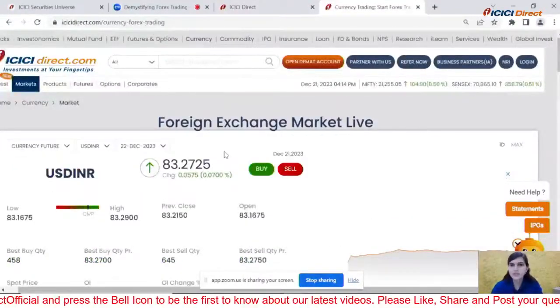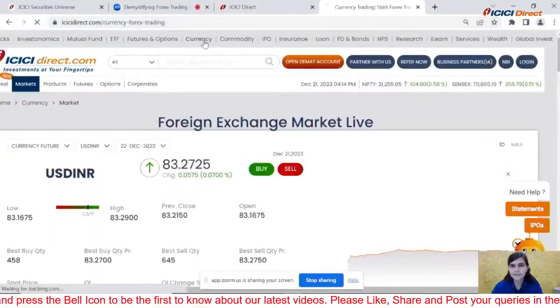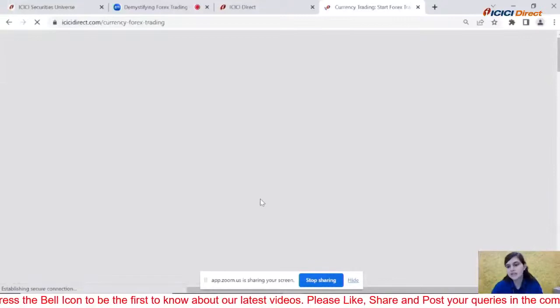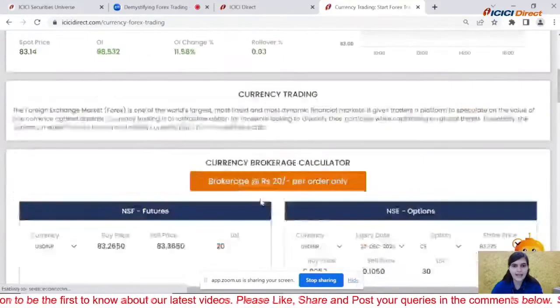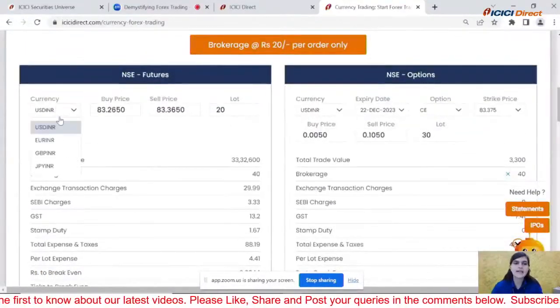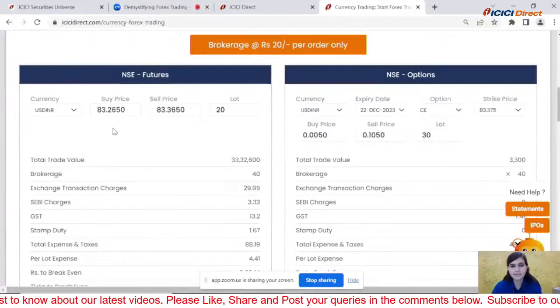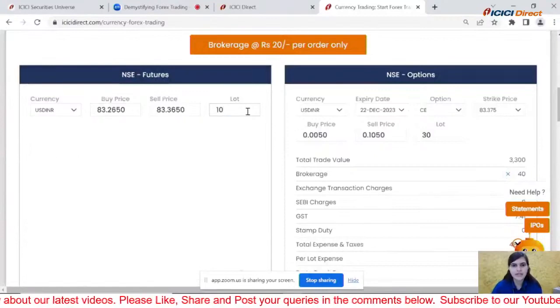So, first of all, even if you are a non-customer, you can visit the ICICI Direct website and go to currency. You have a brokerage calculator here, so you can calculate for futures and options both. If you are planning on buying any currency pair, you have the buy price, you have the sell price, and you put in the lots.